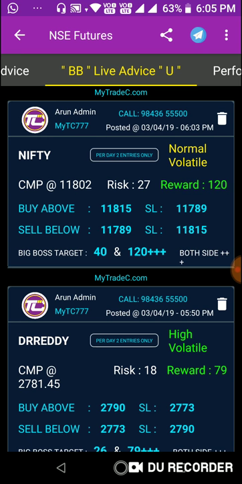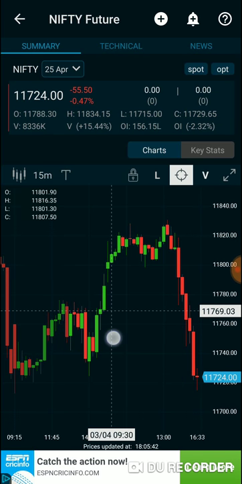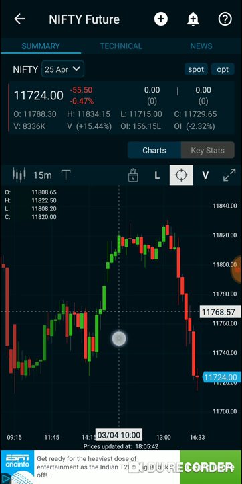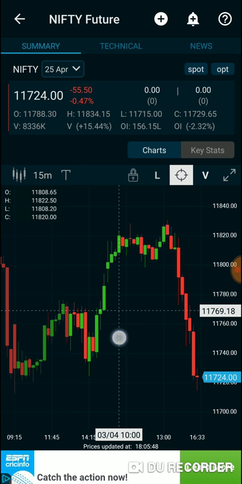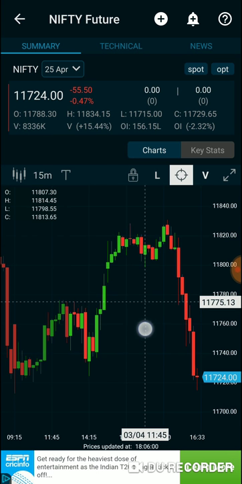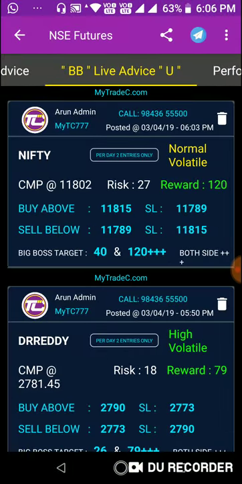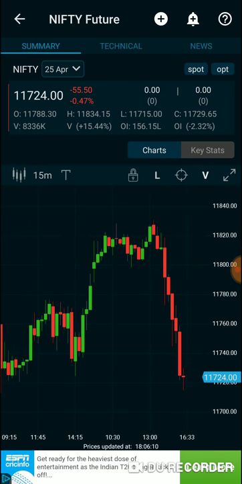The buy above is 11,815, sell below 11,789, right? Okay, sorry. So we'll see here. We see a green candle at 11815. From here, we keep 2 or 3 rupees as a buffer. The buy is triggered at 11815, it went up to 11822, then it went up to 28.50, then started moving down to 11798. So it didn't go for the stop loss, it only went to 798.